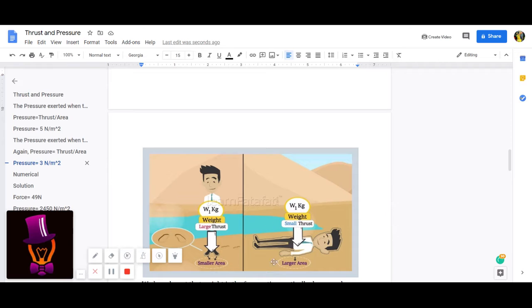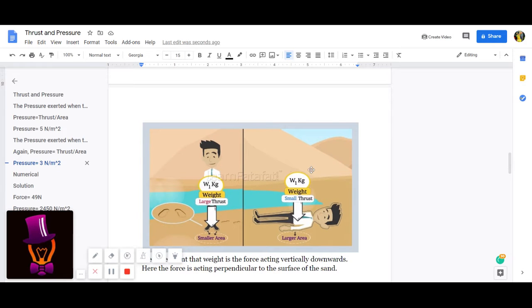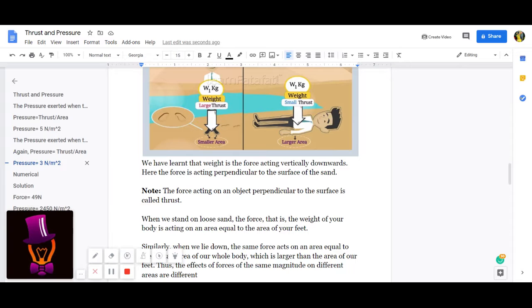So here is the picture showing it. So basically, our whole body weight is focused in one small area, which is our foot. And when we lie down, our whole body weight is spread out throughout the whole body. You will see in this paragraph. We have learned that weight is the force acting vertically downwards. Here, the force is acting perpendicular to the surface of the sand, sorry. The force acting on an object perpendicular to the surface is called thrust. Please note it down. The force acting on an object perpendicular to the surface is called thrust.